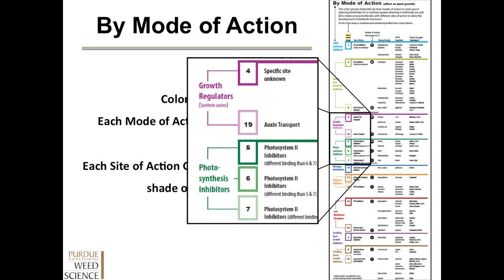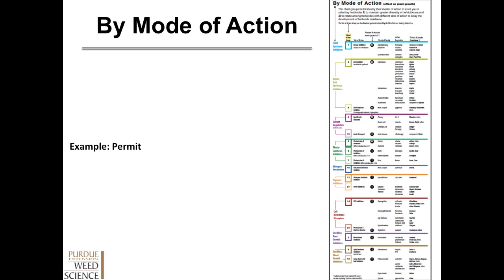You also see that with the photosynthesis inhibitors. There's 3 sites of action, group 5, 6, and 7, and those all have their own shade of green, where green is the mode of action color. So this is the color coding scheme that this chart follows, and you'll see how this links the by mode of action chart to the by premix chart. Just to give you a little bit of an example, the first thing we're going to do is look at how we use this by mode of action chart.